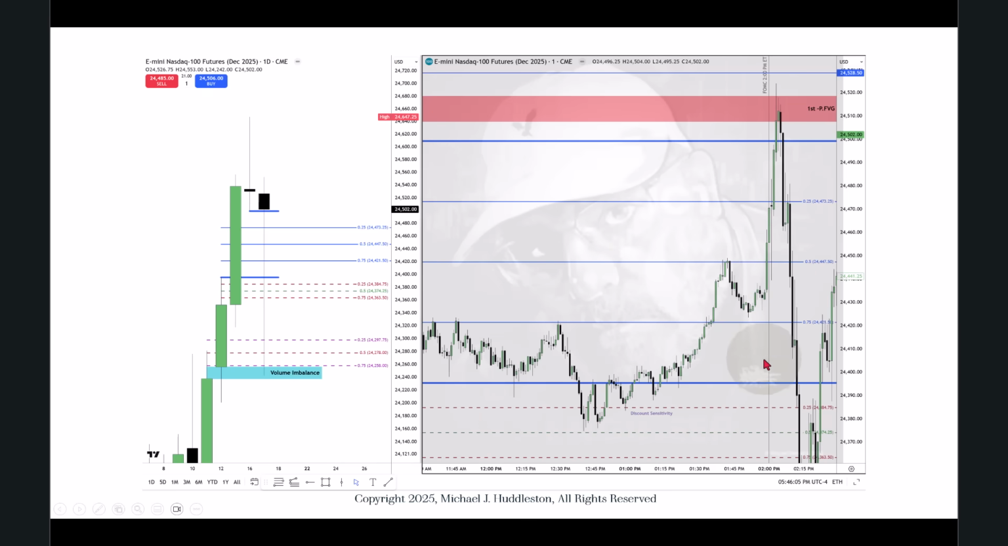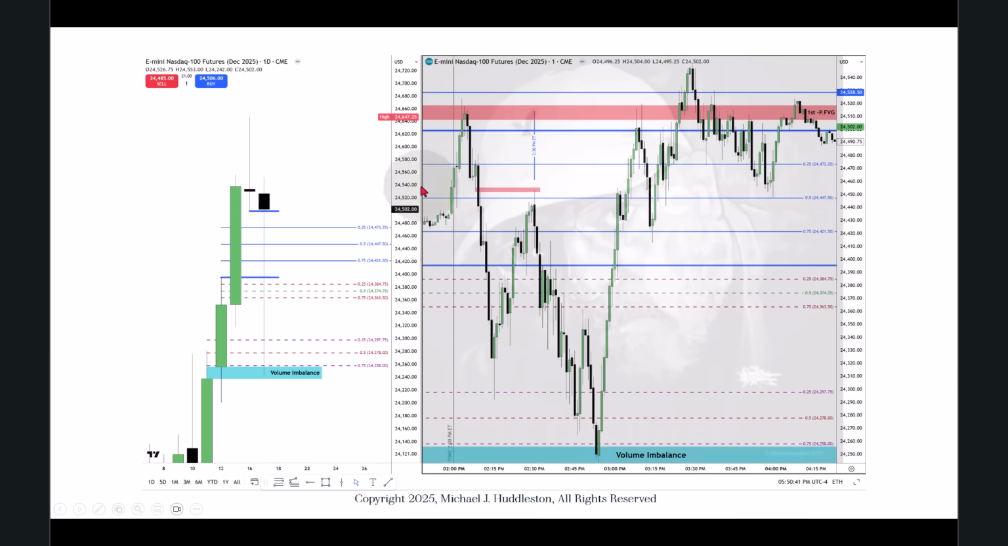All right, and then the 2 o'clock hour, I've delineated that, and I've extended the first presented fair value gap here into the afternoon. It's something I teach, and 2 o'clock is now here. Price trades up into the first presented fair value gap post 2 p.m. So the market breaks lower. We have a fair value gap that's formed here.